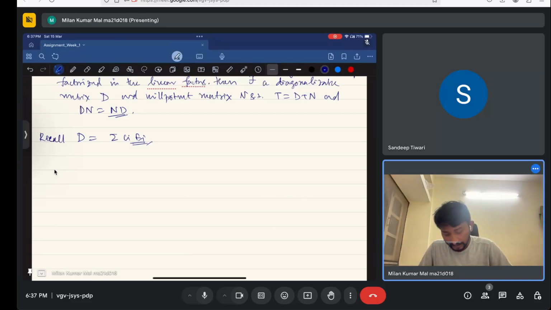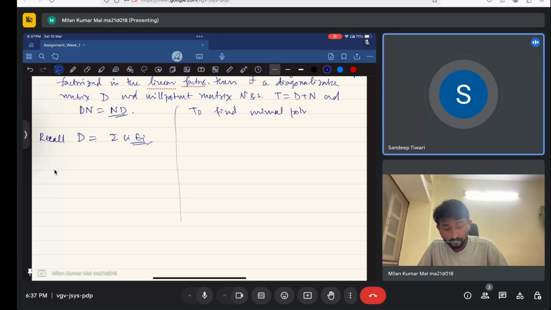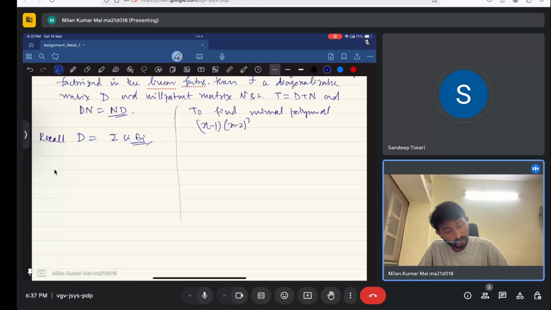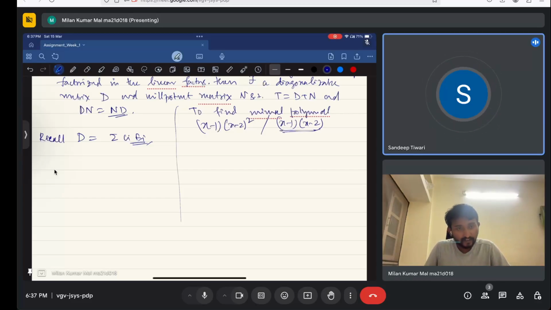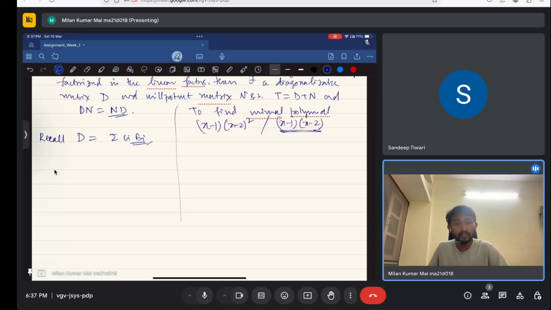To find the minimal polynomial, there are only two possibilities: one is x minus 1, x minus 2 whole square, and the other is x minus 1, x minus 2. If we know the second is the minimal polynomial, then we can say that T is diagonalizable.